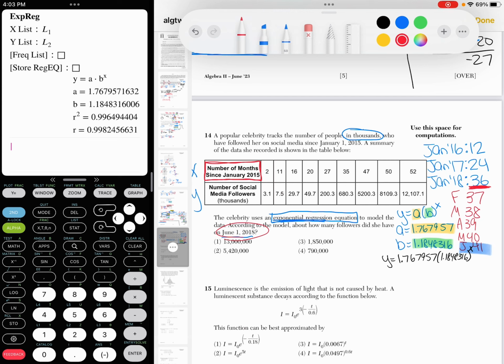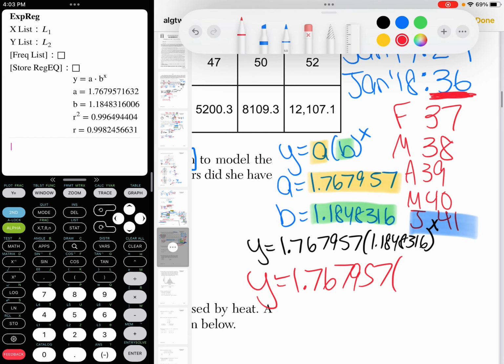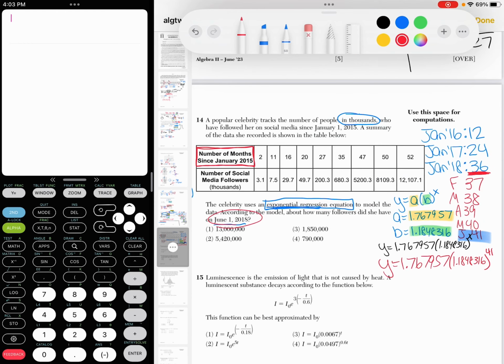So what we have to do is rewrite this equation, 1.767957 times still 1.1848316, but X is going to be 41 months. So now I'm going to type that into my calculator. And again, I didn't round. Usually on a part 2 question, it would tell you to round to the nearest 10th or 100th or whatever. Just for accuracy, I kept this whole decimal to the 41. So this is the answer that I get.